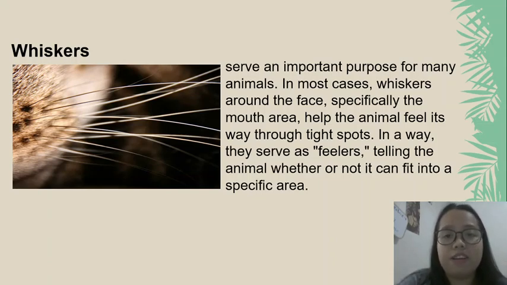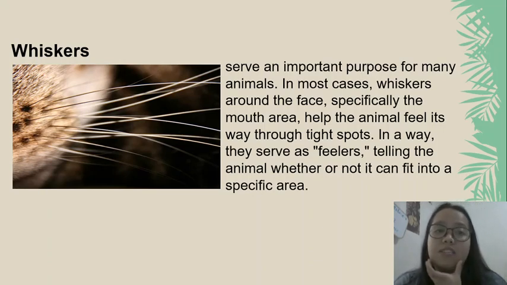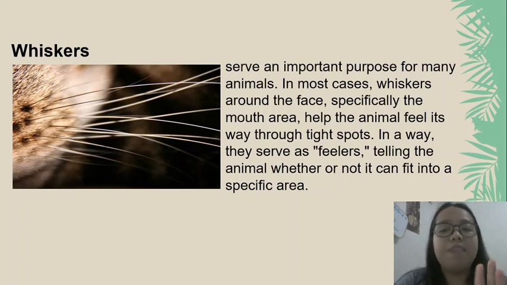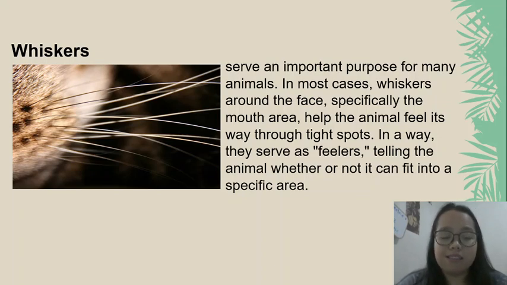So whiskers serve an important purpose for many animals. In most cases, whiskers around the face, specifically the mouth area, kanang part sa cat, di ba? Area help the animal feel its way through tight spots. In a way, they serve as feelers, telling the animal whether or not it can fit into a specific area. And also, whiskers are useful to sense prey. So whiskers are really important, like cat, not just cat but lion. We have leopard. What else? Rhino. Rhinos, yeah, merong whiskers, diba?